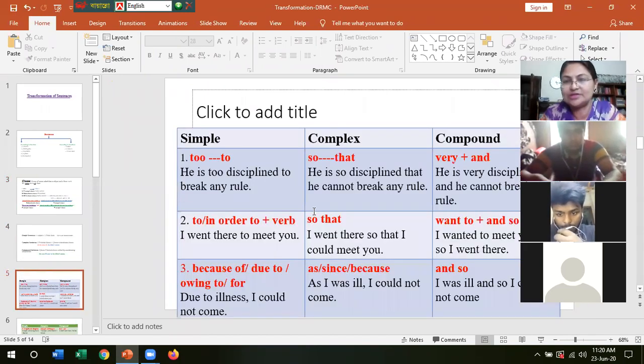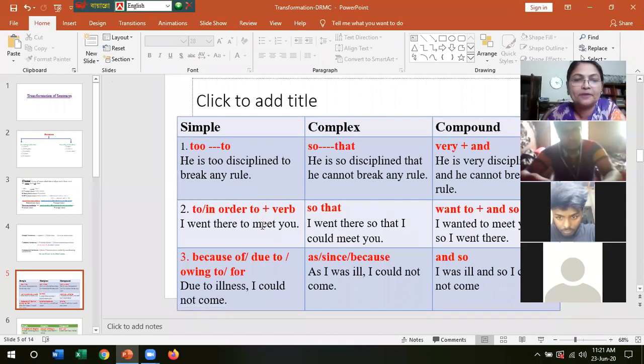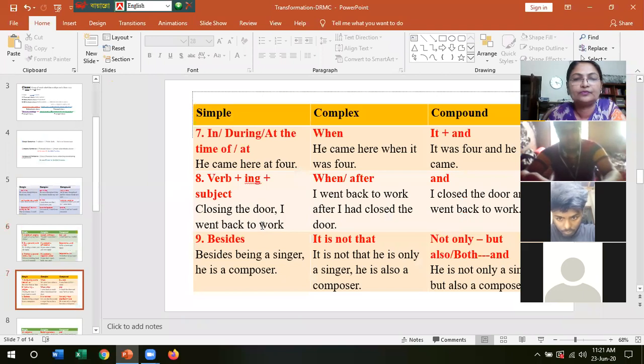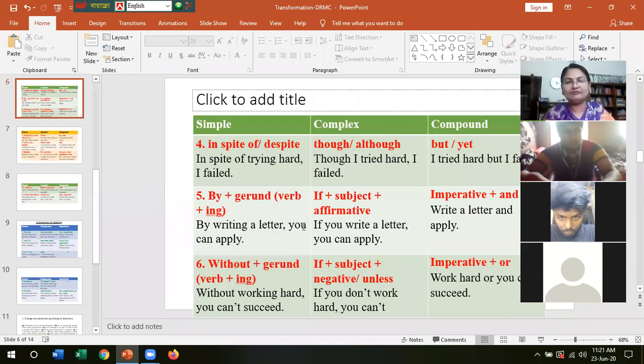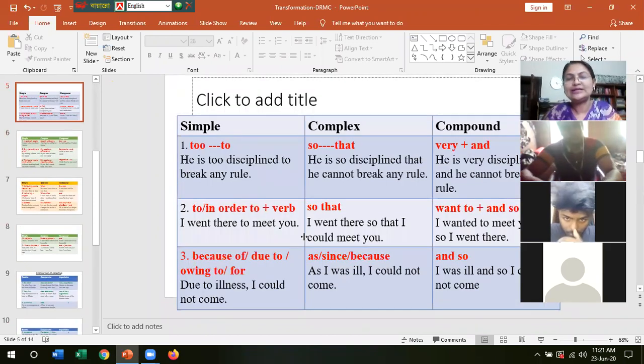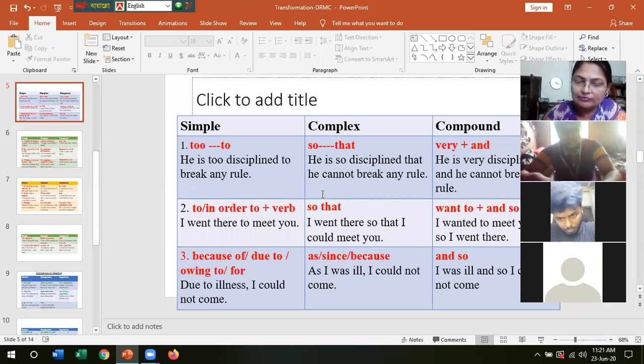Now, I will discuss some rules. Actually, there are lots of rules, but if we want to memorize all these things, then our memory won't permit. So I have prepared a total of 11 rules for you, just 11 rules. By these 11 rules, you will be able to do more or less all the transformations related to simple, complex, and compound. It's very easy, but you must follow the rules very carefully, and you can write them several times so that you can remember them later on. After the class, I will give you the link also.